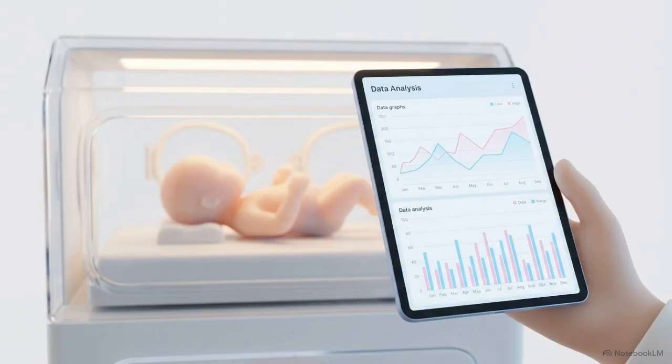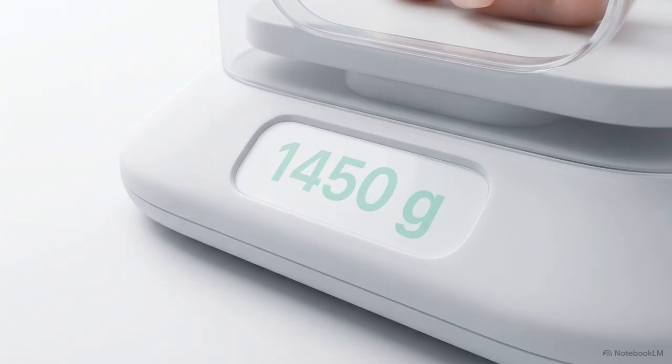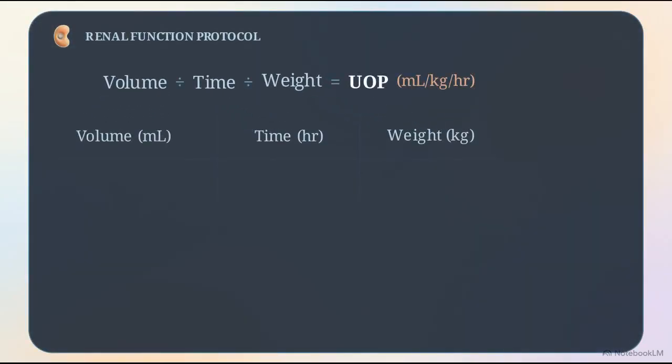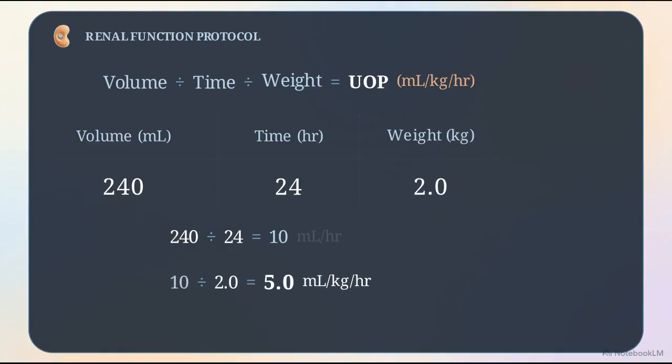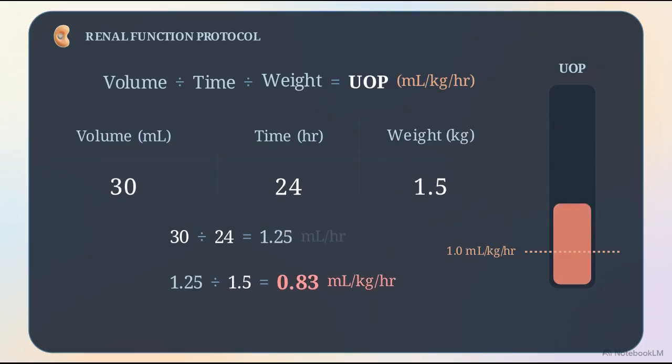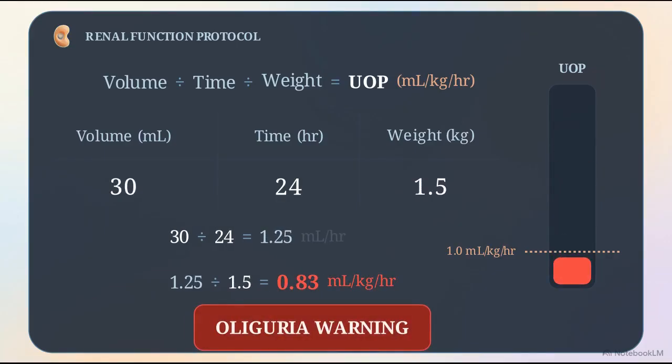Preventing these crises requires treating fluid management as a rigid mathematical protocol. The first step is the audit of intake, output, and daily weights. In neonatology, weight change is the single most sensitive indicator of fluid status. We calculate urine output using this specific formula: the total volume in milliliters, divided by the number of hours, divided by the infant's weight in kilograms. If the result falls below 1 milliliter per kilogram per hour, the infant is classified as oliguric.